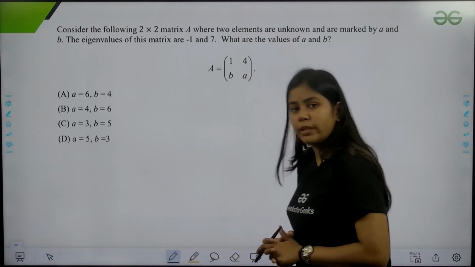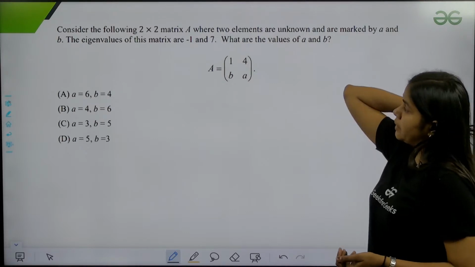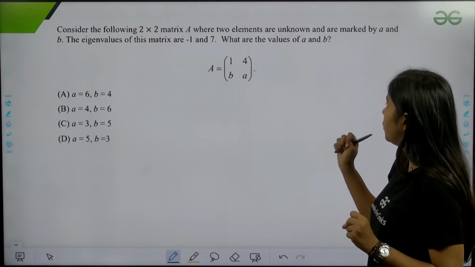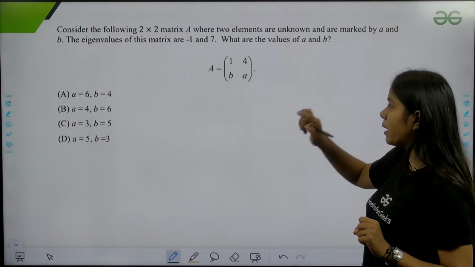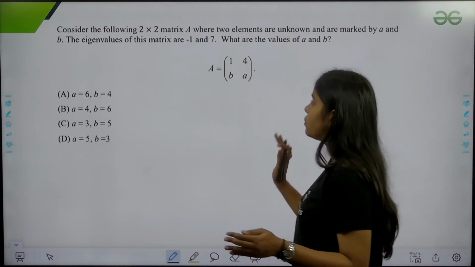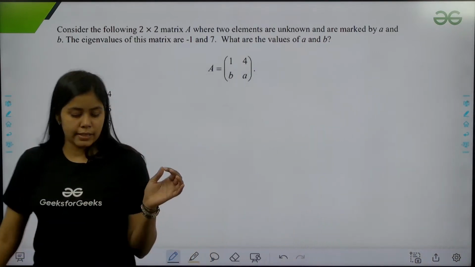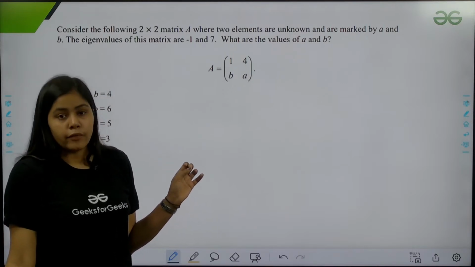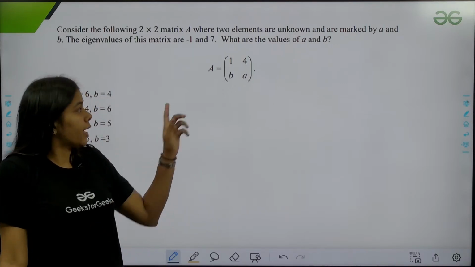It's a question from linear algebra, matrix. It says: consider the following 2 cross 2 matrix A where 2 elements are unknowns and are marked by A and B. The matrix is given to us as 1, 4, A, B. The eigenvalues of this matrix are -1 and 7, and what are the values of A and B? We have to find out the values of A and B.